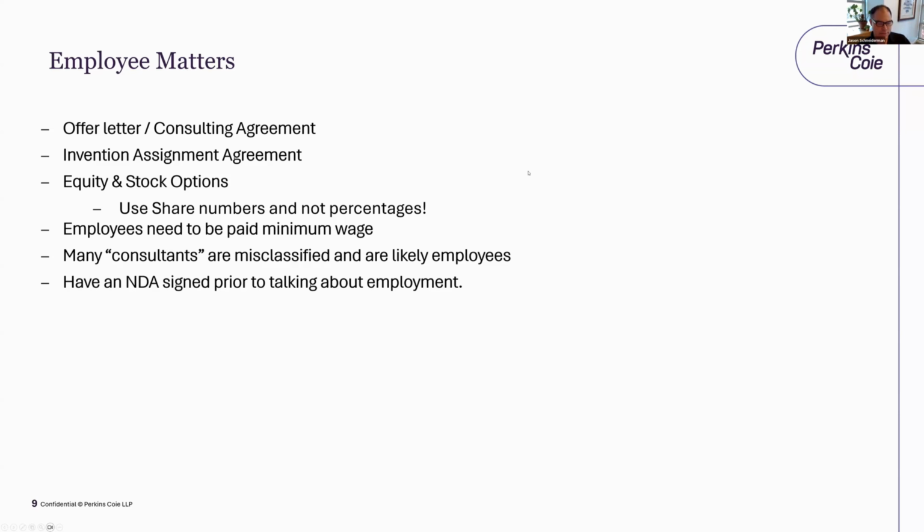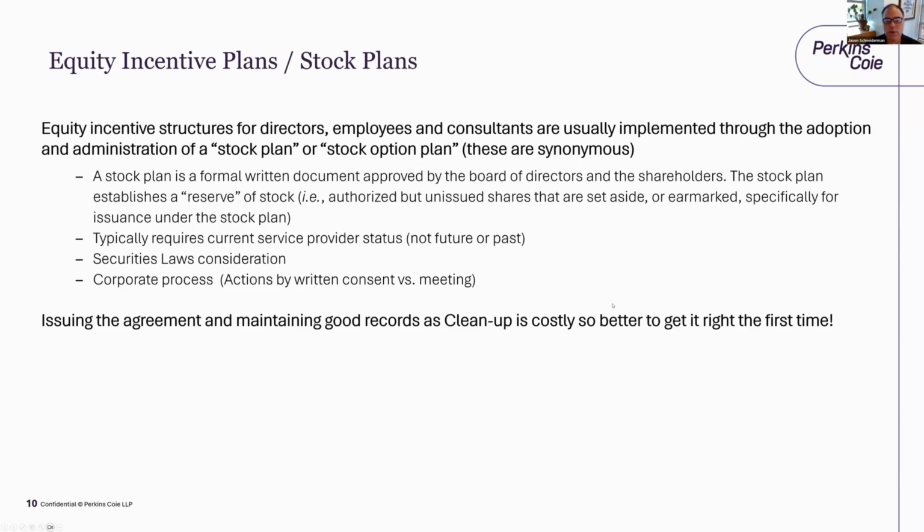Okay, next slide. We talked a bit about stock option plans or stock plans. Again, these are reserved shares that you give to employees, consultants, and advisors. They must be providing services to the company at the time of grant. The board sets the fair market value, and you need to have proper board approval each time you issue the securities.